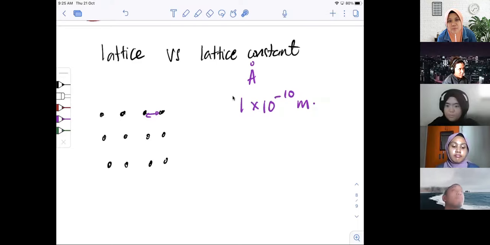Oh, the answer was "loss of atom in lattice." Yes, not lattice constant. So now, since you already know lattice and lattice constant, you need to be careful in the exam. If you answer like that, I would give 0 straight away. It shows that it's not that the answer is not accurate. It shows that you don't understand the difference between lattice and lattice constant.